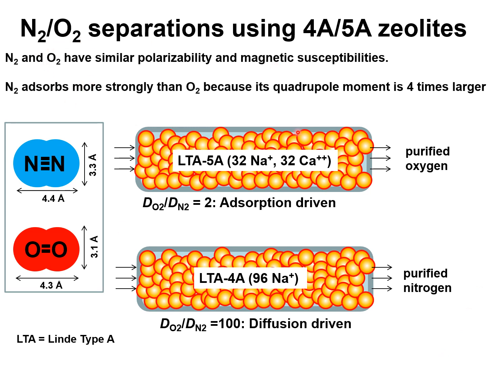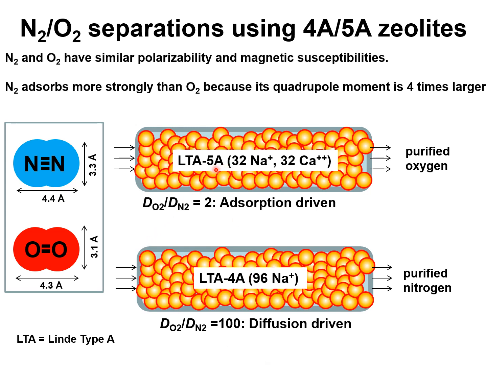Let's examine nitrogen-oxygen separations. Nitrogen and oxygen have similar polarizabilities and magnetic susceptibilities. But in most adsorbents, nitrogen adsorbs more strongly than oxygen because its quadrupole moment is 4 times larger. So for a given mixture of nitrogen and oxygen, let's examine separations using a fixed bed of 5A and 4A.